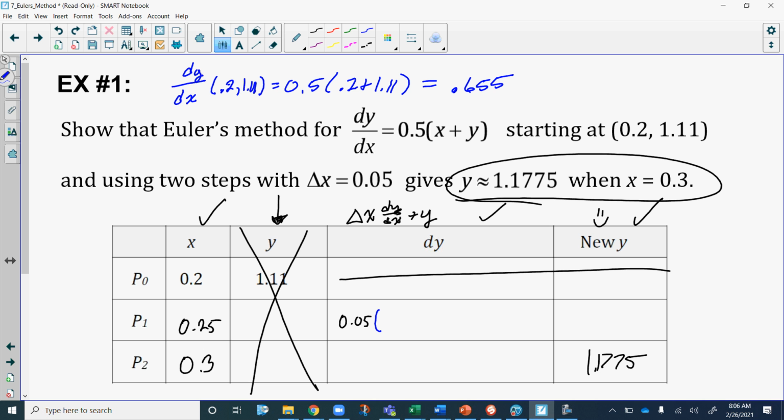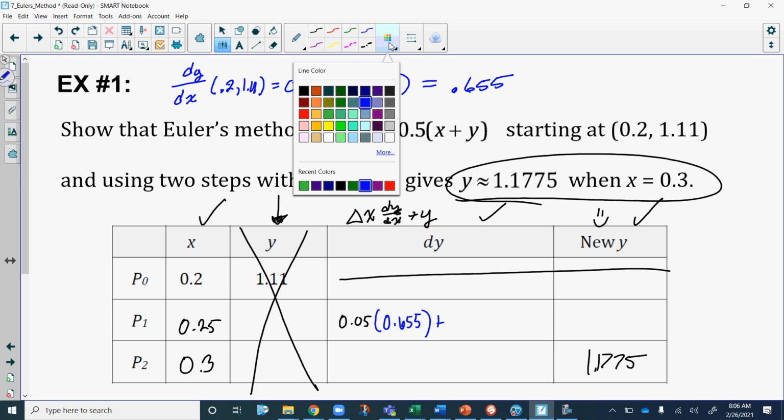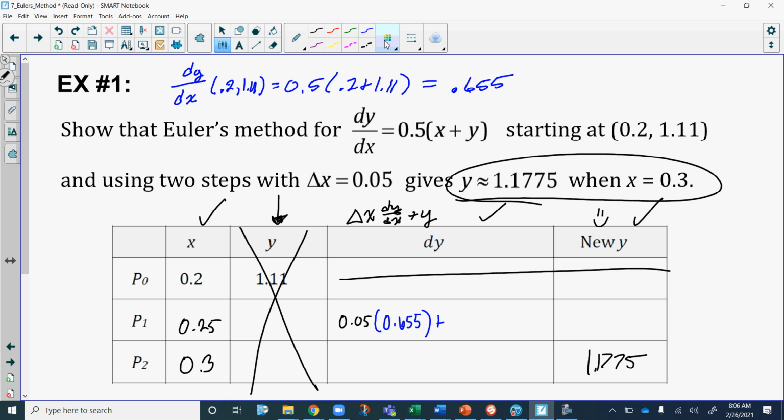So here we're going to say 0.655 plus, and I go back to my black color here, the previous y value, which in this case was the initial y value of 1.11, and that gives me my new y value, in this case 1.14275. And then we keep going. So we have only two steps that we're taking from the initial condition in this example. But ideally, we're going to wind up here when we're done doing this next step.